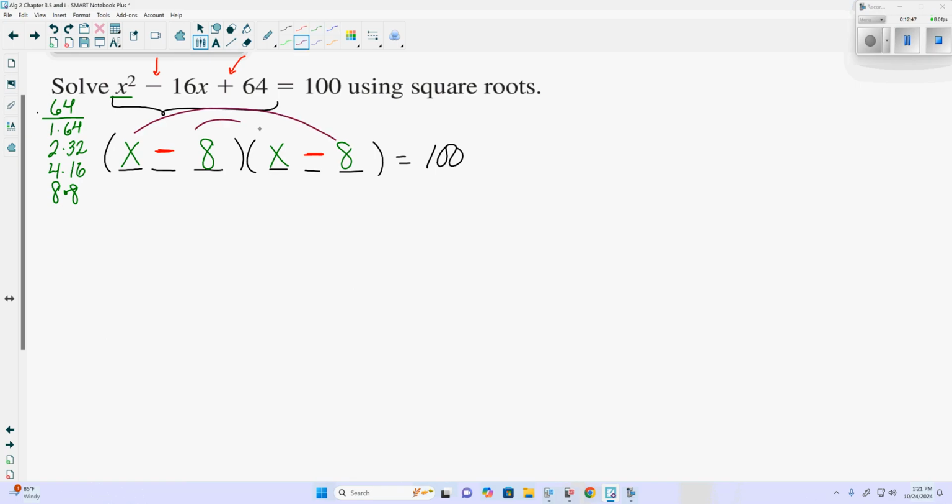And if we check this here, negative 8 times x is negative 8x. Negative 8 times x is negative 8x. Which does give us the negative 16x middle term that we wanted. Questions on what we've done so far, or how we got this factored?